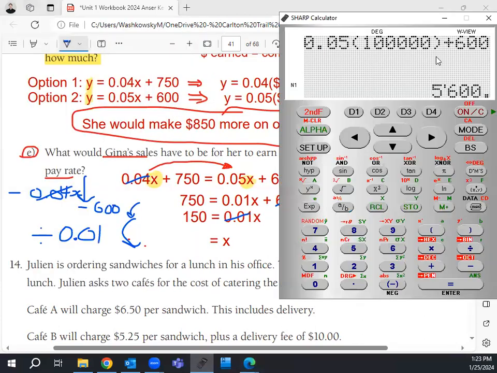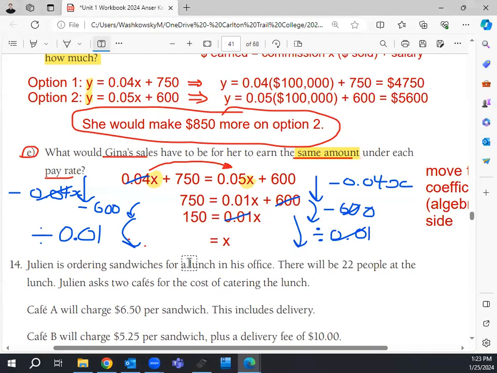Now, a lot of people look at this, and when you're dividing by something smaller than 1, what's going to happen to the number? It's going to get bigger, right? If I take 150 and divide it by 0.01, the number got bigger, which is fine. Because I just want to know how many of these 0.01s can I fit in there? So in total, it's going to be 15,000 is my x.